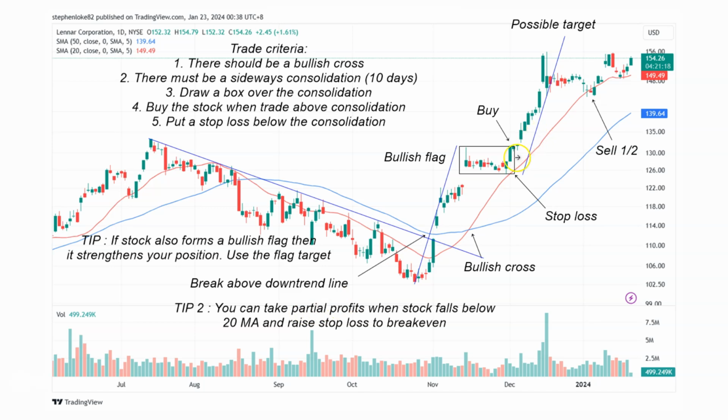What is break even? As your target is met, you want to raise your stop loss to your buy point so that you can have a free trade. So in the event the stock just doesn't go up anymore, it drops to your purchase price, you've got nothing to lose.